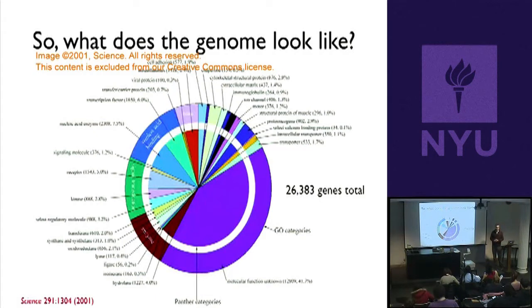How long is a typical protein? How many amino acids? Any guesses? Someone rang in, now you have to answer. Any guesses for how long a typical protein is in number of amino acids? Just yell out a number. 300?